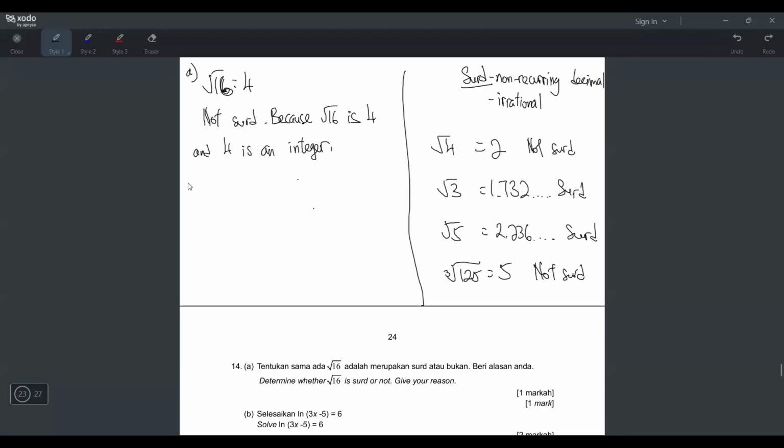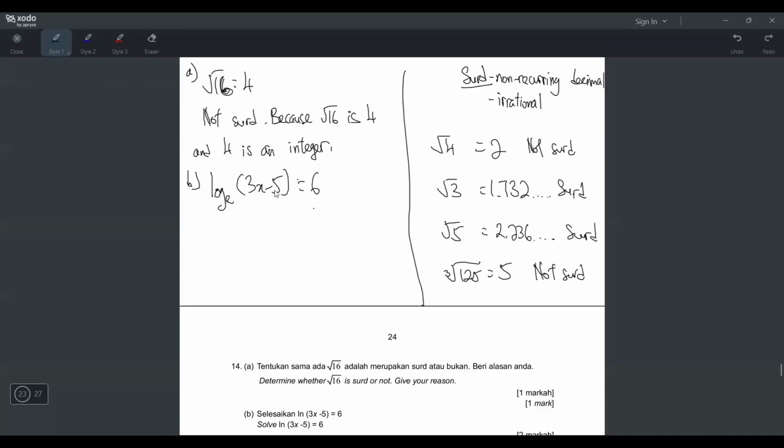Okay, done. Let's do B. For B, they want you to do ln(3x - 5) = 6. Okay, I've said many times already, ln is just log base e. A lot of students, whenever they see this ln, they give up already. They say it's very difficult. But actually, if you feel ln is very difficult, you just change it to log base e. Once you change to log base e, it's like a regular normal question already, right? Just change it to log base e.